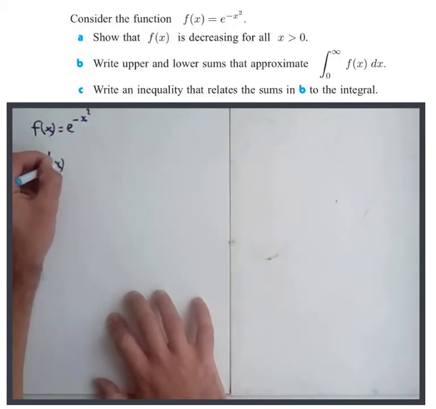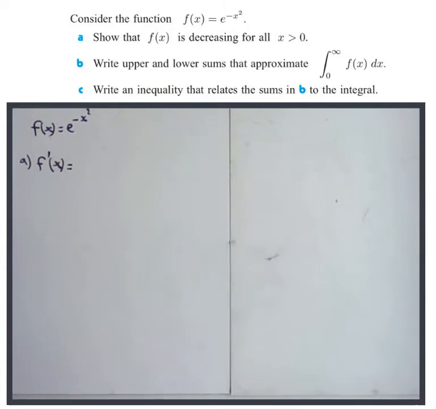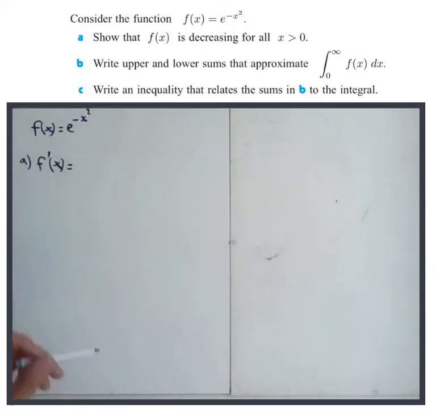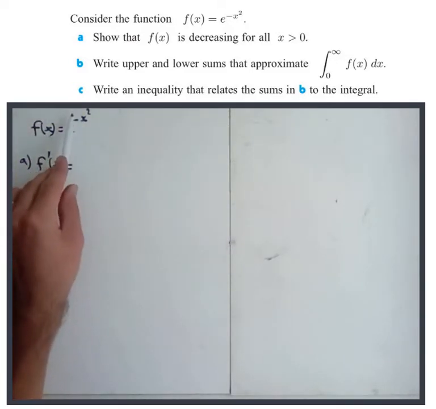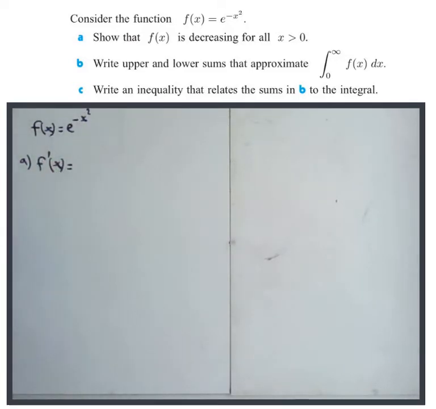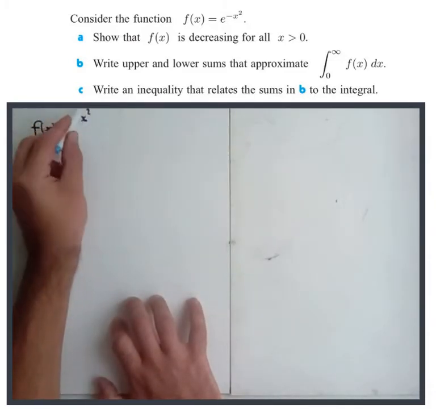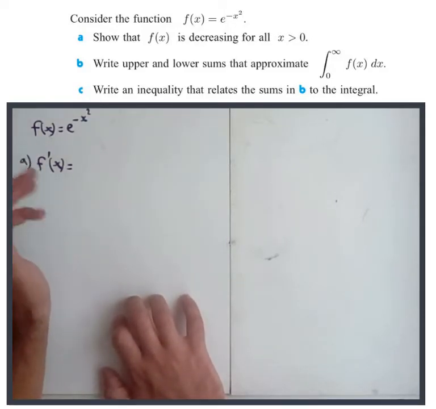F dashed x. Well, you can do long chain rule or short chain rule, but basically if you've got e to the power of f of x, then the derivative is f dashed x times e to the f of x. So whatever the derivative of this power is, we bring it to the front as a multiplier, and then we keep the power the same. If you want to let u equal minus x squared and do it like that, that is fine too.